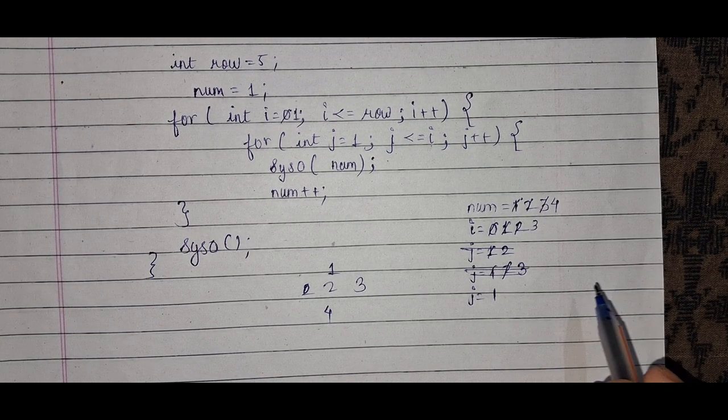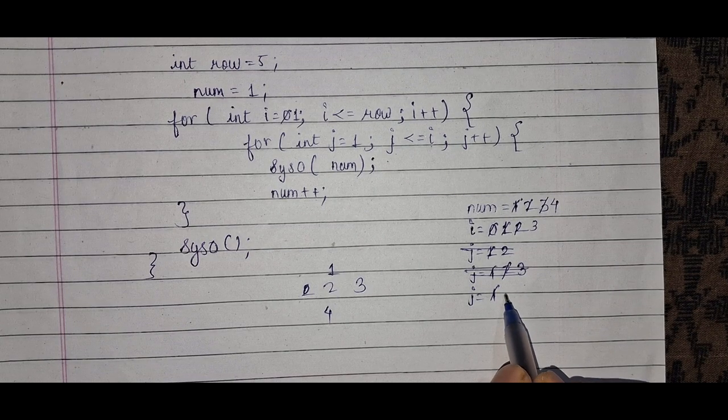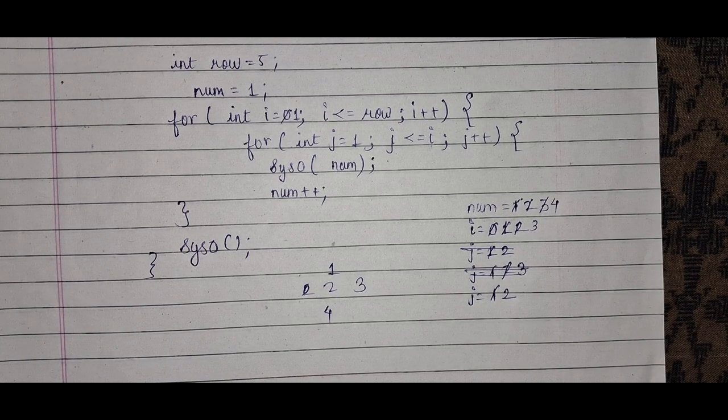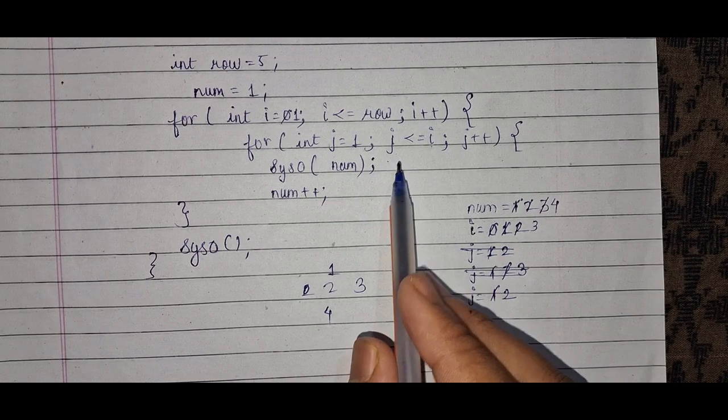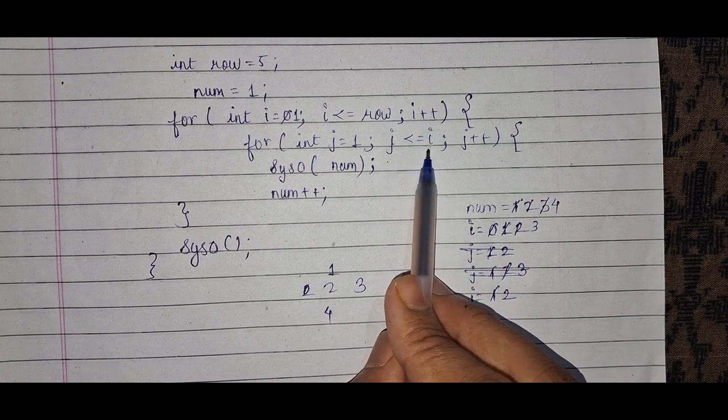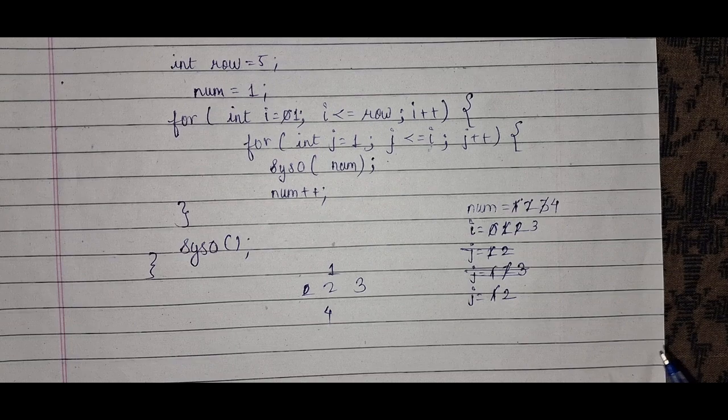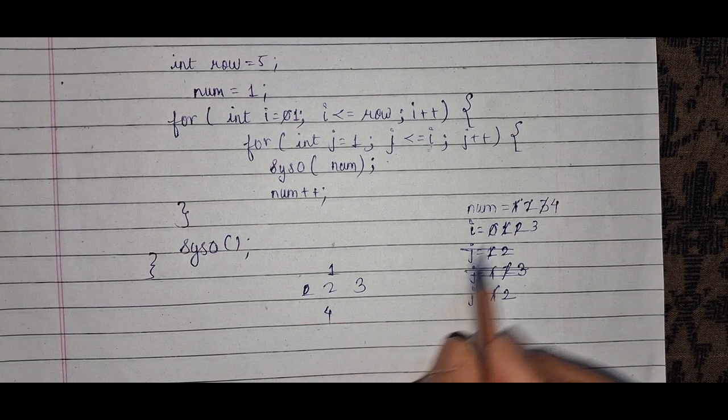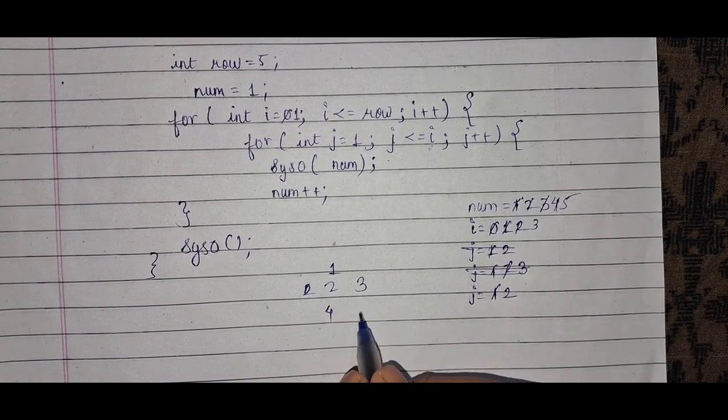Now j's value gets updated. Now j's value has become 2 here. Now it will check the condition: is 2 less than or equal to 3? It will be true, then the updated value 5 will be printed.